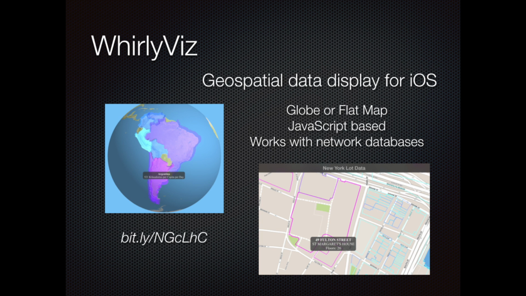Okay, so just to mention a little bit more about that app, it's called WhirlyViz, and it's for geospatial data display for iOS. So it's just iOS only at the moment. And it's based on that WhirlyGlobe-Maply toolkit I was talking about. So it'll do a globe or a flat map, and you can overlay your own data on top, something that you put in a remote database and you can make queries against. It's JavaScript based so that it can interface to all sorts of different data sources and display the results with native code, basically native mobile code to make it fast.